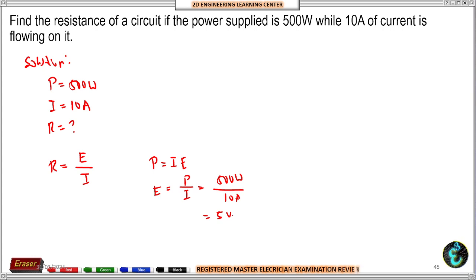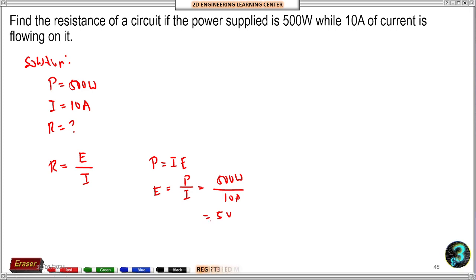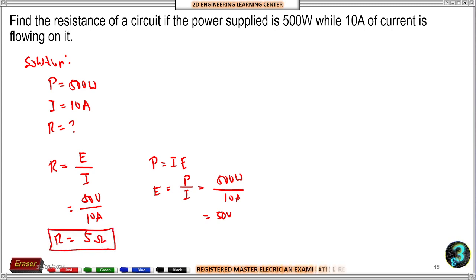500 divided by 10, that is actually 50 volts. Now that we have the voltage, we can solve for our resistance. So 50 volts divided by 10 amperes, our resistance is equal to 5 ohms. So this will be our answer.